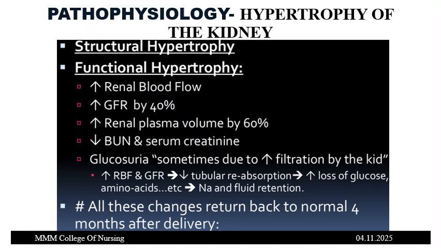The baby also passes urine, right? So that also causes glucosuria, and that causes increased renal blood flow and increased glomerular filtration rate. That leads to decreased tubular reabsorption and increased loss of glucose, amino acids, etc., and sodium and fluid retention. All these changes return to normal within 4 months after delivery. So all these changes are normal, and after delivery the mother will be fine.